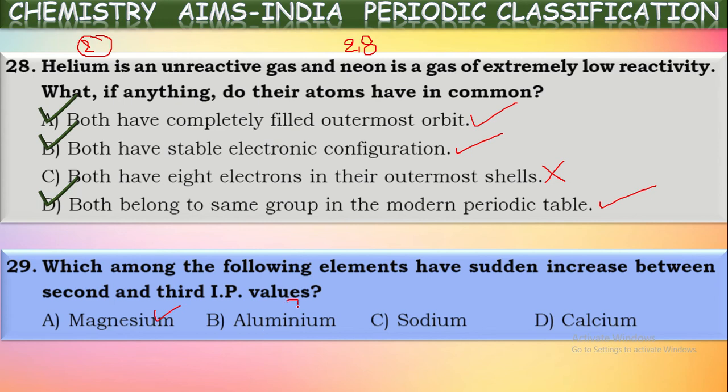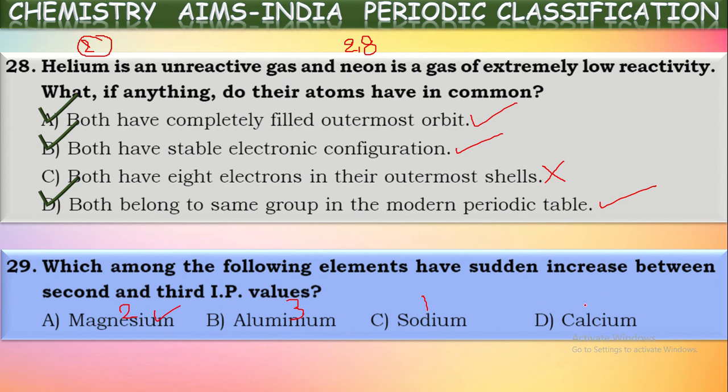We see aluminium, it has 3 electrons in its valence shell. So it won't have much gradation. Sudden increase won't be there. There will be a gradual increase only. Whereas sodium has only 1 electron in its valence shell. After the loss of 1 electron, there will be a sudden increase between the first and second IP values for this, but not between second and third.